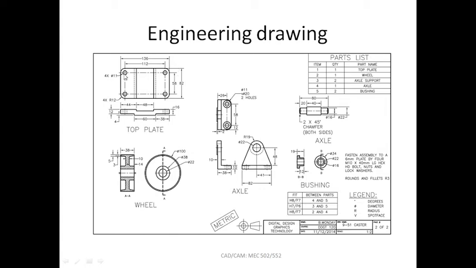what kind of holes you need, and what are the other features which can be seen or understood with the help of these two views, that is the top view and the front view, or plan and the elevation. Okay, so similarly, the other parts can also be very well understood.